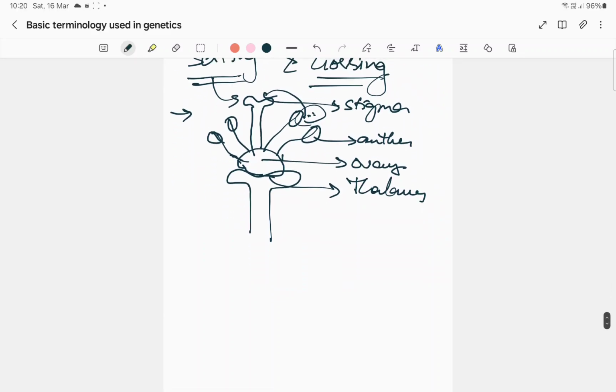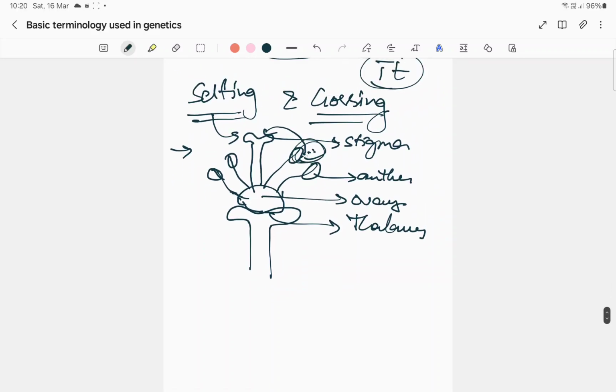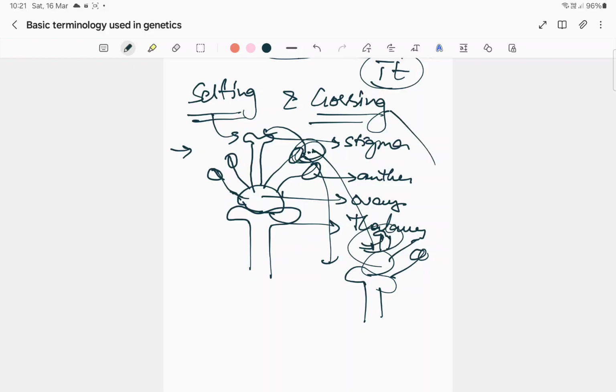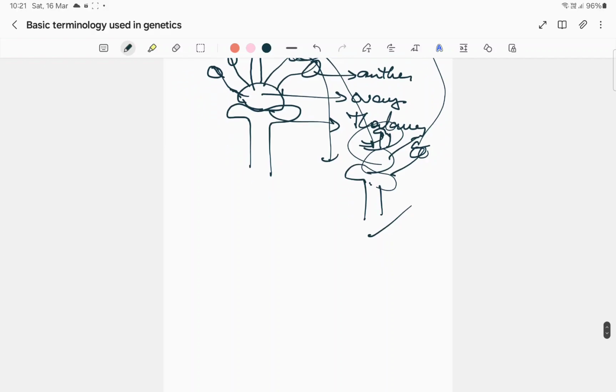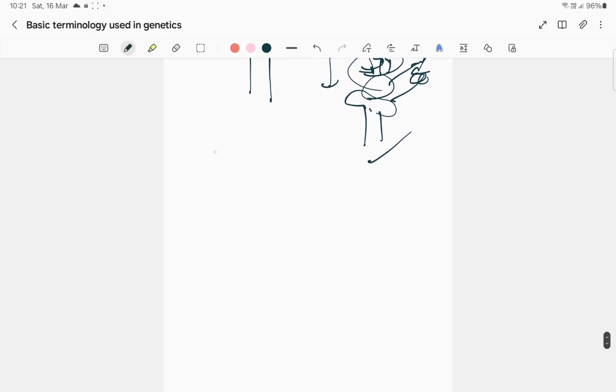If there is transfer of pollen grains from anther to stigma of a different flower, if this anther's pollen comes and falls on the stigma of another flower, then it is said to be cross pollination. This is another flower of a different plant, so it is said to be cross pollination.